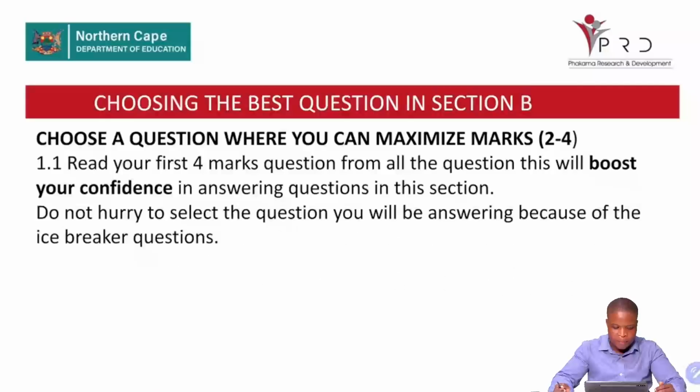How to choose the best answer in section B? That 4 mark, the first 4 mark where you're asked to list, it's an icebreaker. So if you can list 2 injections, doesn't mean you have to choose that question. Go to your 8 mark question. See if you can score more marks between question 2, 3, 4.